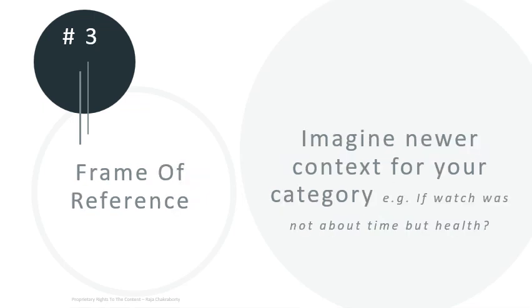Technique number three is what we call frame of reference. Frame of reference basically means context in English. To me, this is possibly the most powerful way of imagining. All it means, and I have already given you an example, is to imagine a new context for your product, for your category.